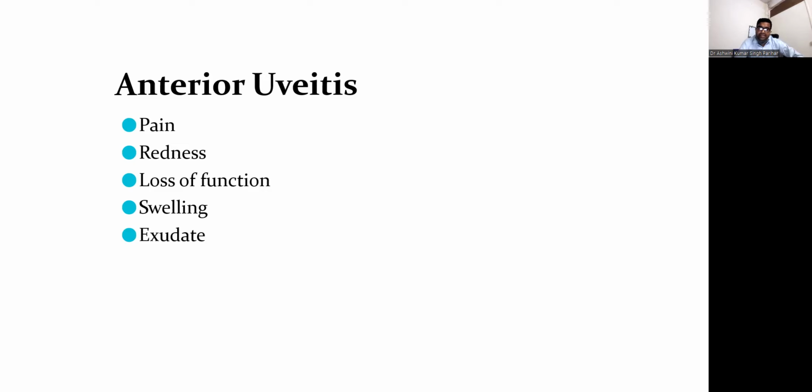So coming to the normal clinical features which the patient will present with in anterior uveitis. The patient will have pain with redness. The patient will give a history of 1 or 2 days of severe redness and pain with loss of function, sometimes swelling of the lids, and sometimes discharge or exudates. And classically, sometimes the patient will complain of pain in the early morning and sometimes in the evening also, over the upper lid region. That is because of the ciliary spasm.